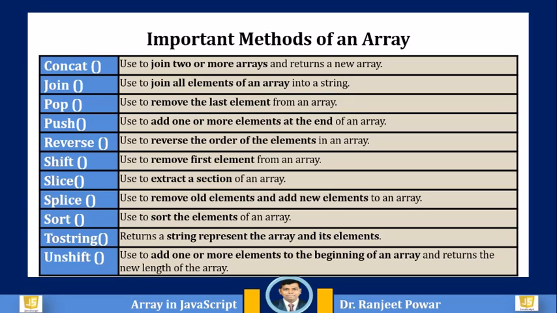The next one, that is the slice method, is used to extract a section of an array. It creates a subset of an array. The method returns a new array and it does not change the original array. The selected elements of the original array are copied into the new array.